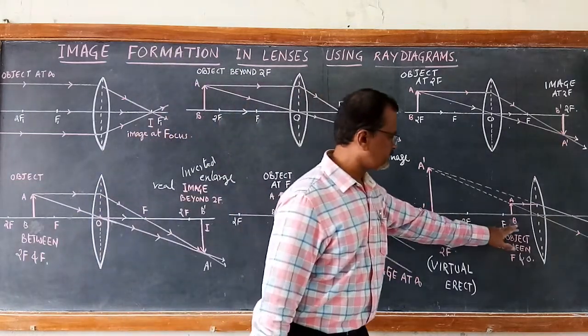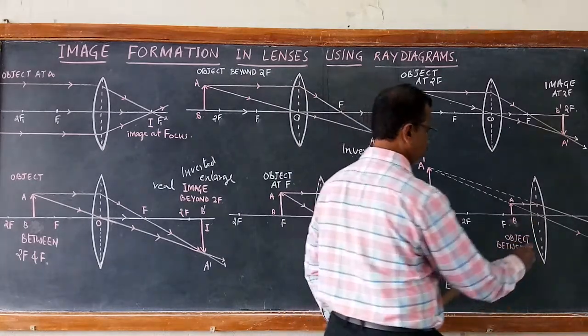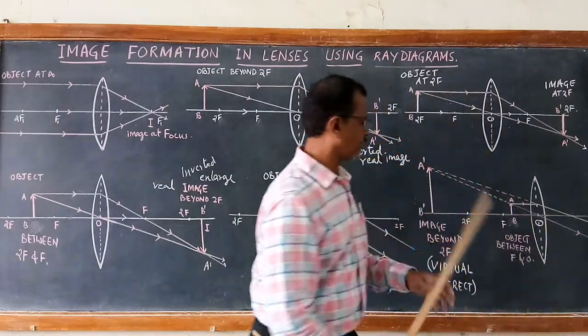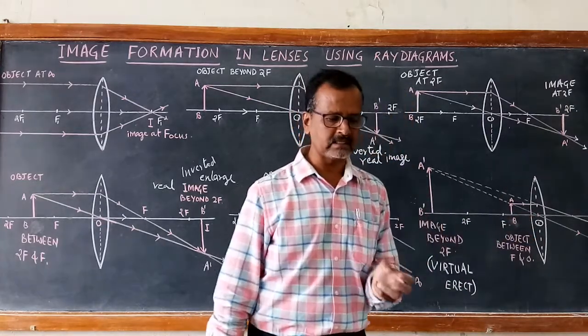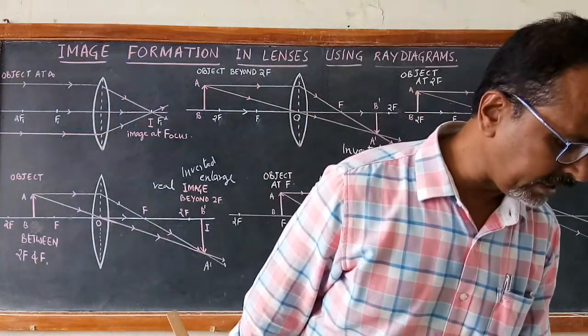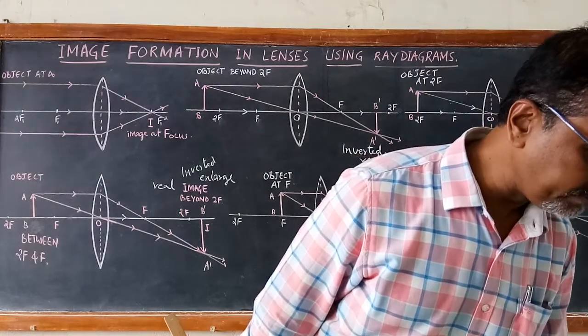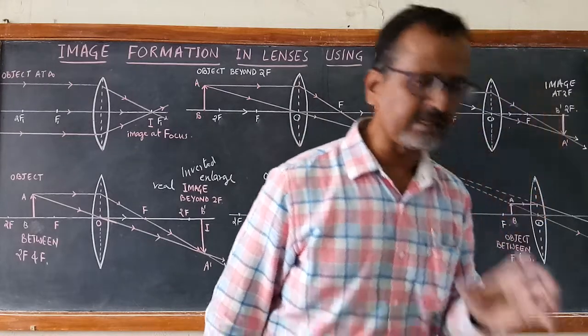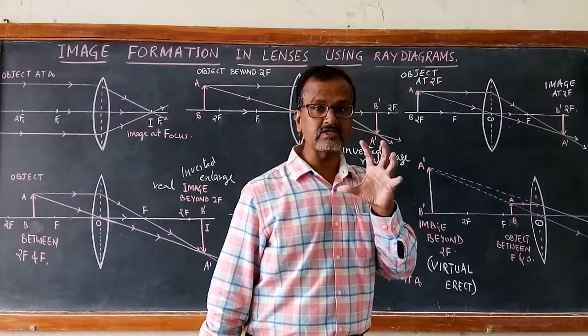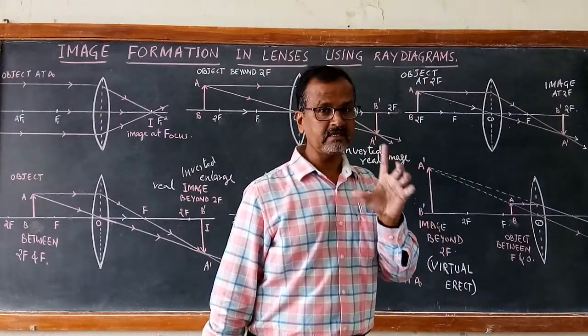Now if the object is kept between f and o, it means it is brought still closer. This is what we do with the magnifying lens. If you want to see printed matter which is very small in size, we bring that magnifying lens very close to that printed matter. That printed matter appears erect and enlarged in size.